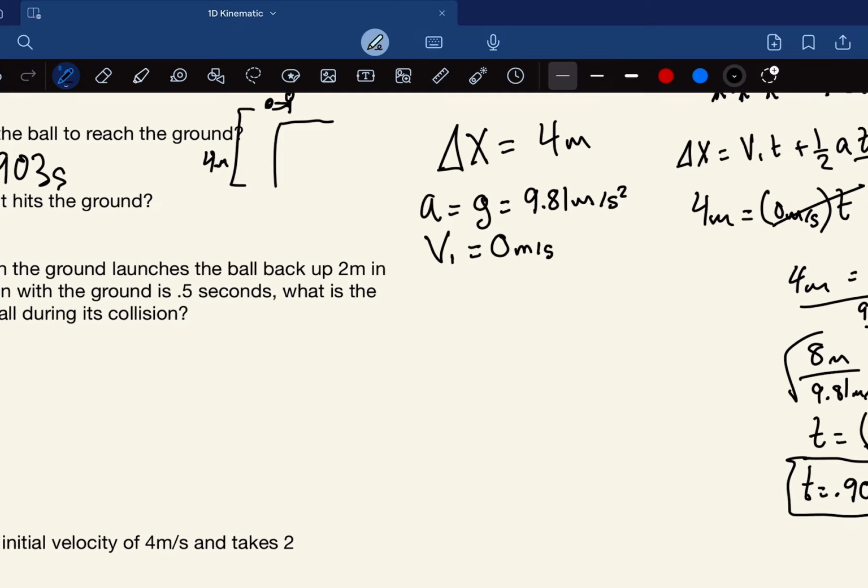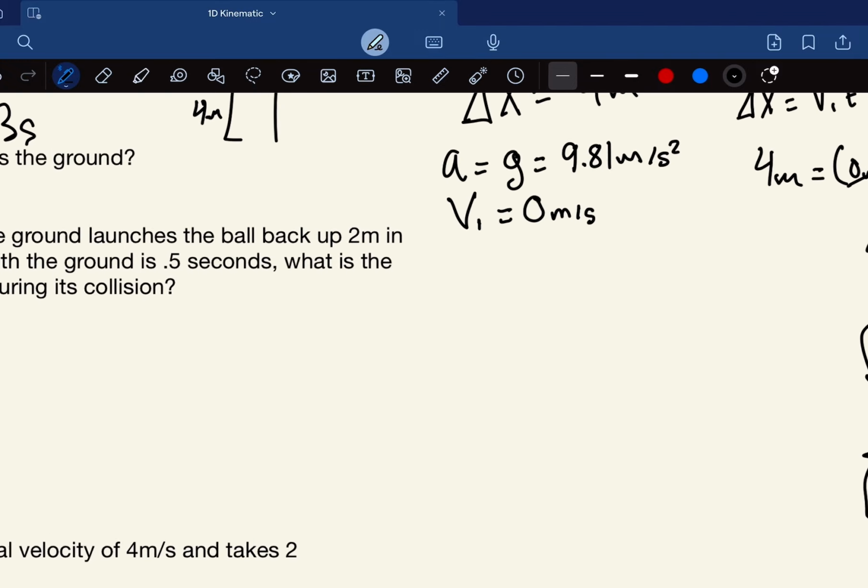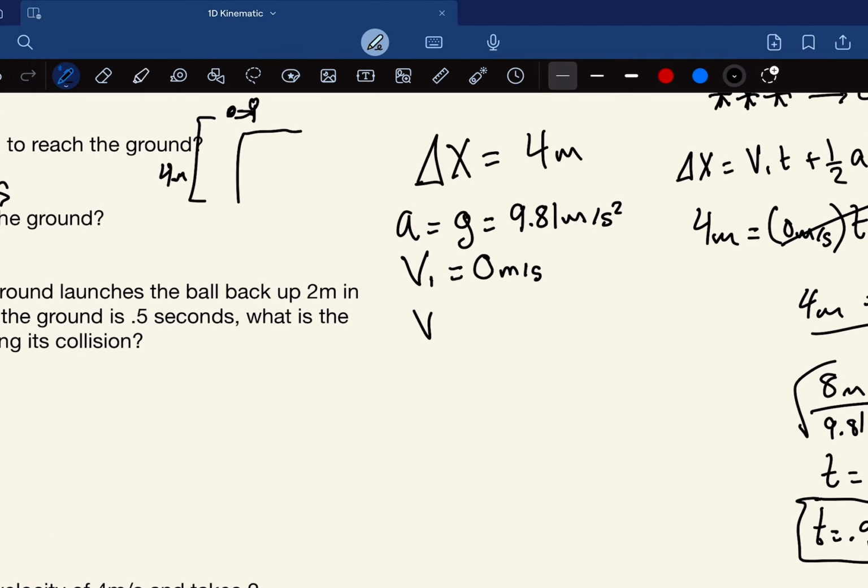B. So in this part, we are looking for v_f. So we have the equation v_f squared equals v_i squared plus 2ad. Now, in this equation, we have everything we need, where d is delta x.